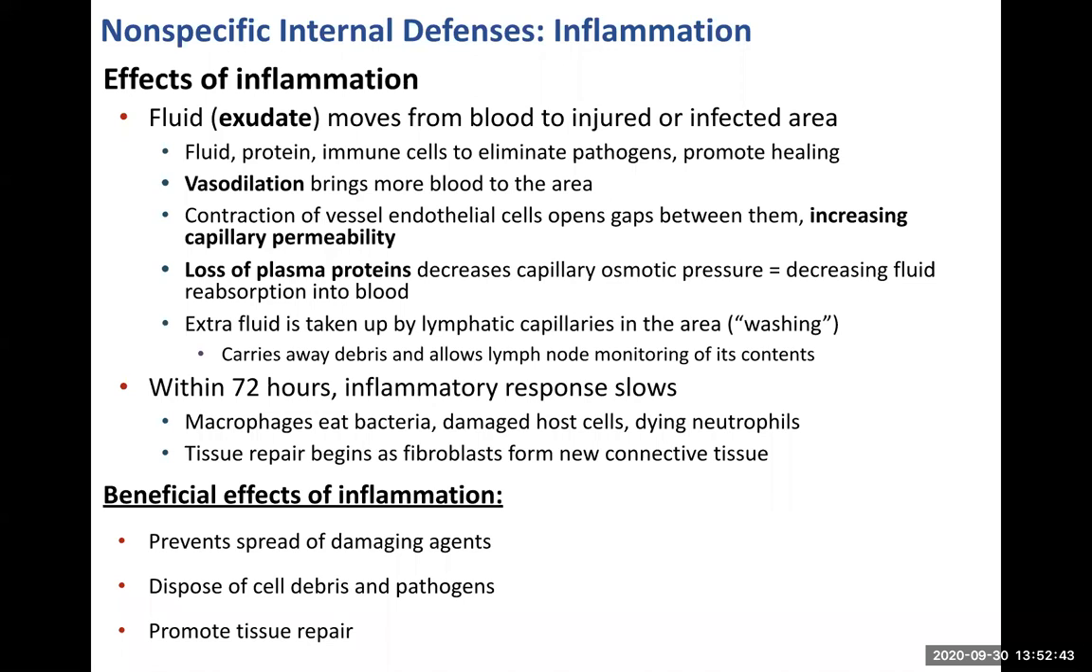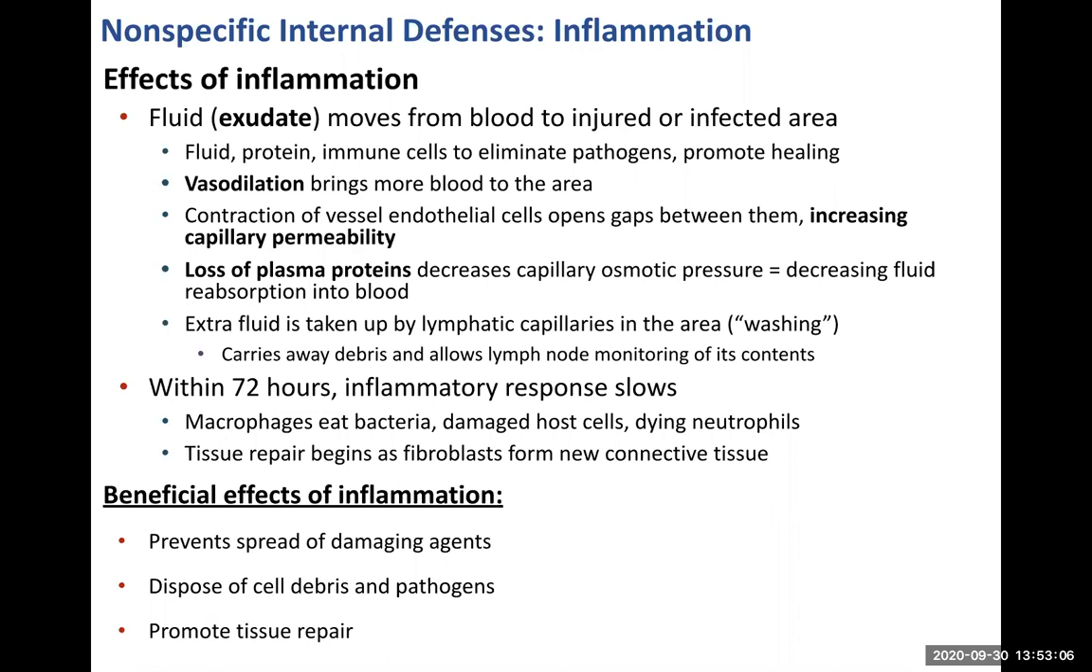And again, acute inflammation is very important in helping us clear infections. However, if it goes on for longer than about 3 to 4 days, it starts to become problematic. And that's because we start to get the formation of, amongst other things, scar tissue.